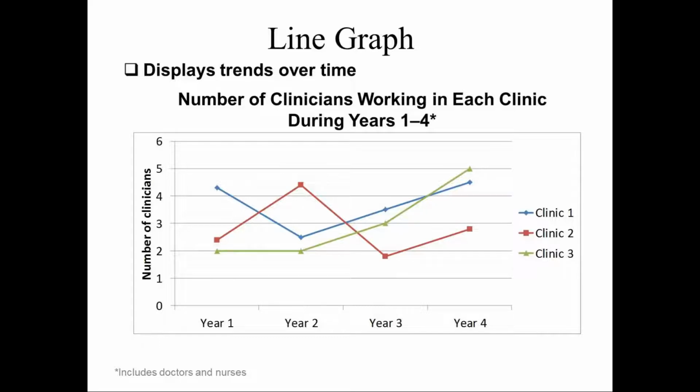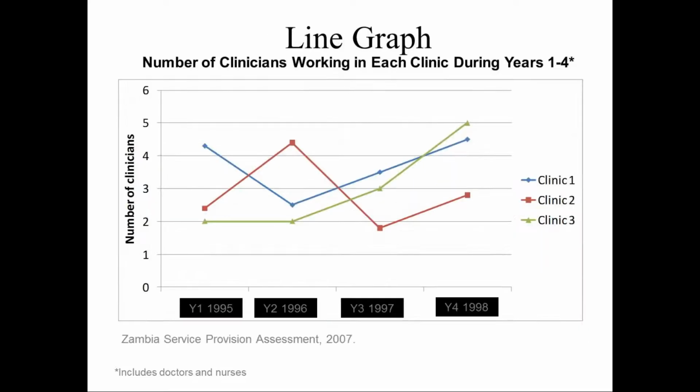And here's a line graph. It displays a trend over time. Here's the number of clinicians working in each clinic during years 1 to 4. Often, this is used in quality improvement projects. Here are the number of clinicians working in each clinic during years 1 and 4. See how well the labels help you understand what is going on within this data.